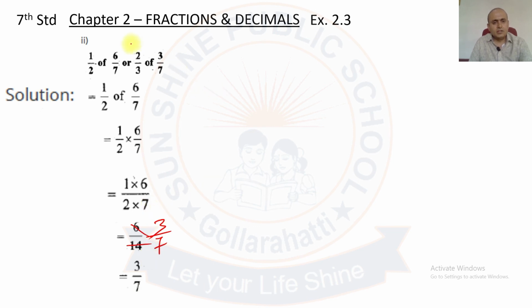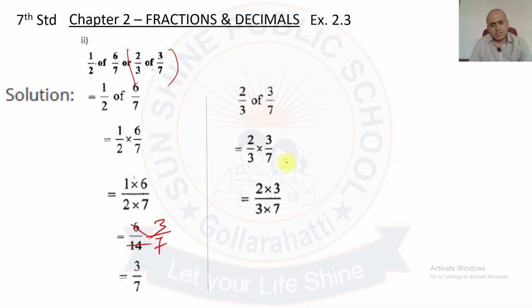And let us take the next number, that is 2 by 3 of 3 by 7. I am multiplying 2 by 3 into 3 by 7. So multiply 2 into 3 and 3 into 7. So we get 6 by 21. I can simplify this number by the 3 table. That is 3 2s are 6, 3 7s are 21. So I got 2 by 7. So here we get 2 by 7, and we should compare. It is 3 by 7 or 2 by 7.